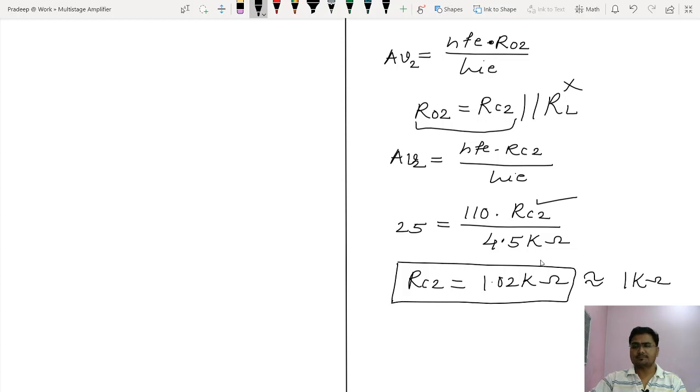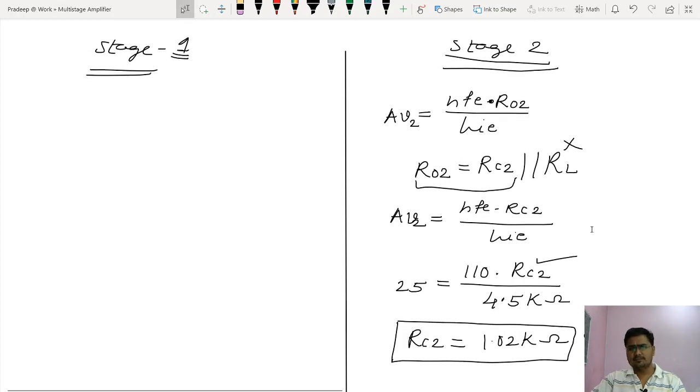Look at this. The procedure is so simple, the same traditional method that we have been following from last semester. This is the resistance at the collector. Now the thing at stage 1 is quite different here. At stage 1 there is a consideration of the maximum power transfer theorem, the concept of maximum power transfer that I am going to use here.